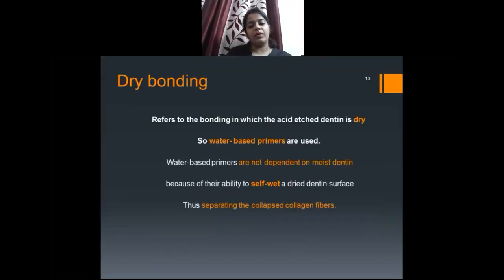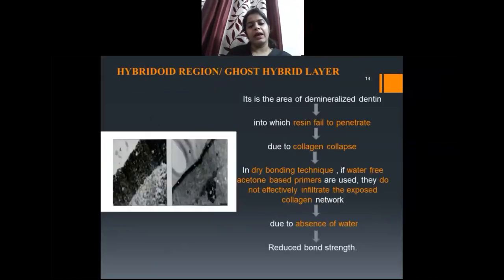Coming to the dry bonding, it refers to the bonding in which acid etched dentin is dry. So water-based primers are used. Water-based primers are not dependent on moist dentin because of their ability to self-wet a dry dentin surface, thus separating the collapsed collagen fibers. Hybridoid region or a ghost hybrid layer: it is the area of the demineralized dentin in which the resin fails to penetrate due to collagen collapse.